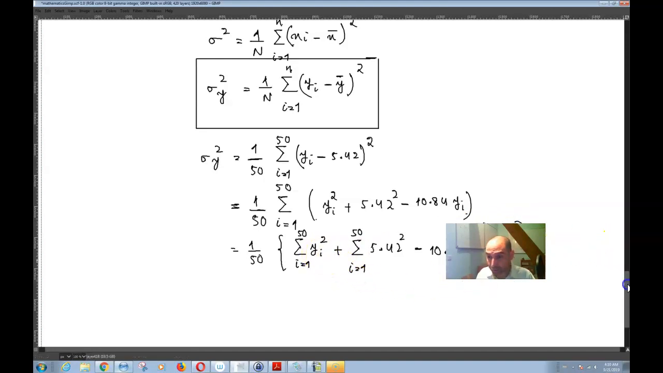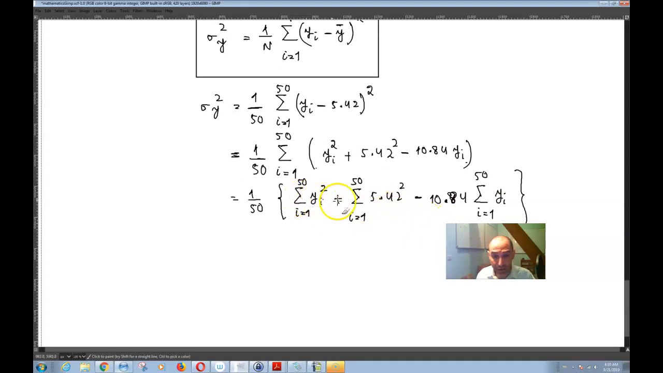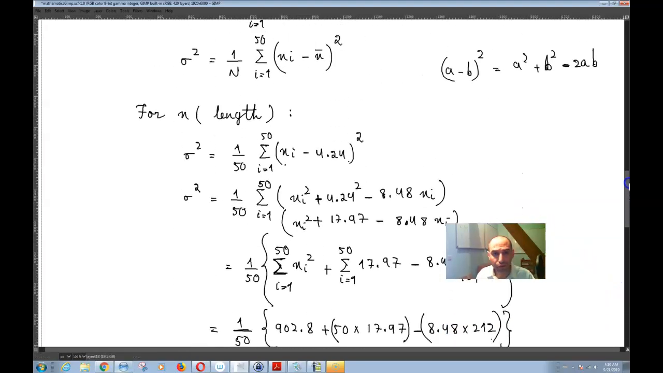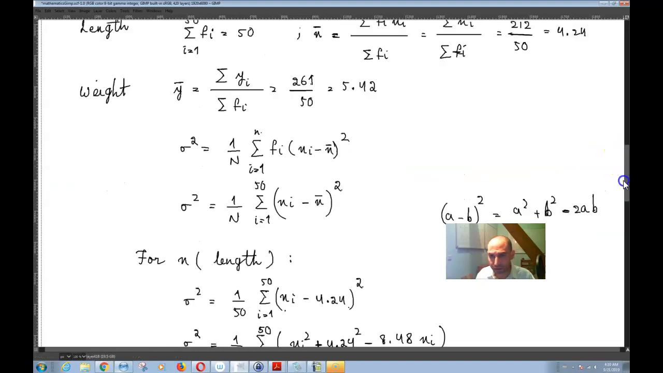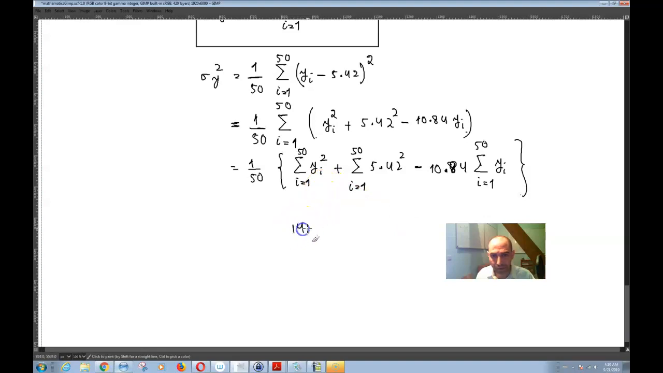And so to calculate this, you know that sigma of y of i squared as i goes from 1 to 50 is equal to 1457.6. And over here you have, this is basically 5.42 into 50. I'm sorry, 5.42 raised to the second power times 50, because there are 50 terms over there. And over here you have sigma y of i as i goes from 1 to 50.